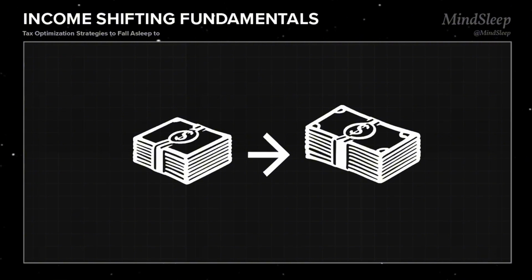As we transition to our next topic on business entity structures, remember that income shifting is but one tributary in the vast delta of tax optimization strategies. Each concept we explore builds upon the last, creating a comprehensive understanding of the intricate world of tax planning.